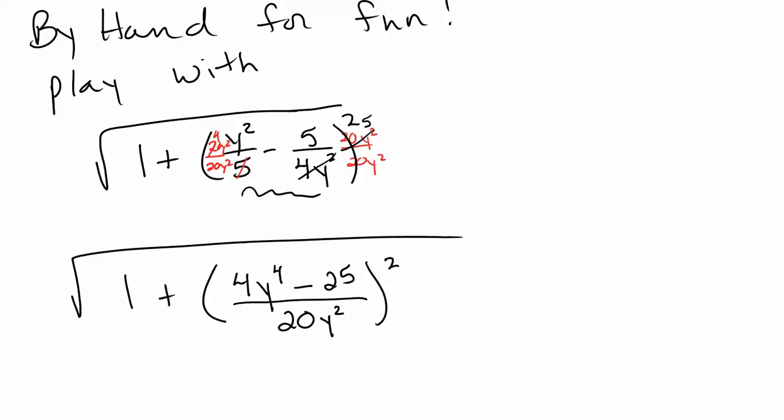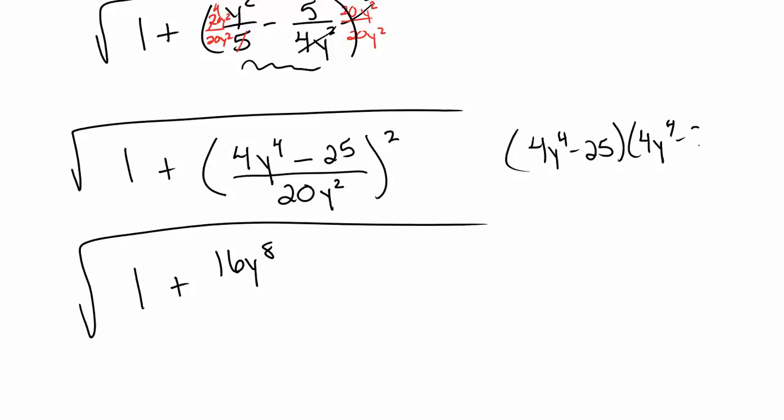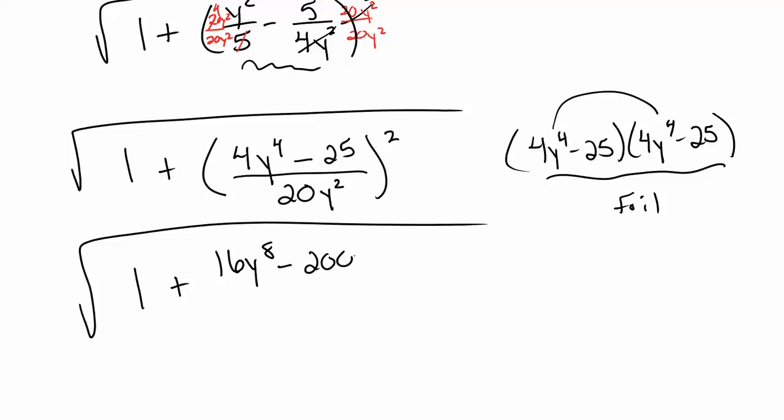Okay, so you have to FOIL that out, so you'll have the square root of 1 plus, this will be 4y squared, which is 16y to the 8th. Remember, you're going to do 4y to the 4th minus 25 times 4y to the 4th minus 25. So you will FOIL this out. Here is 16y to the 8th, and so on. So 4y to the 4th minus 25, that's 100. And you have that twice, so that's going to be minus 200y to the 4th, and then plus 625. And that's all over 20 squared, which is 400y to the 4th.